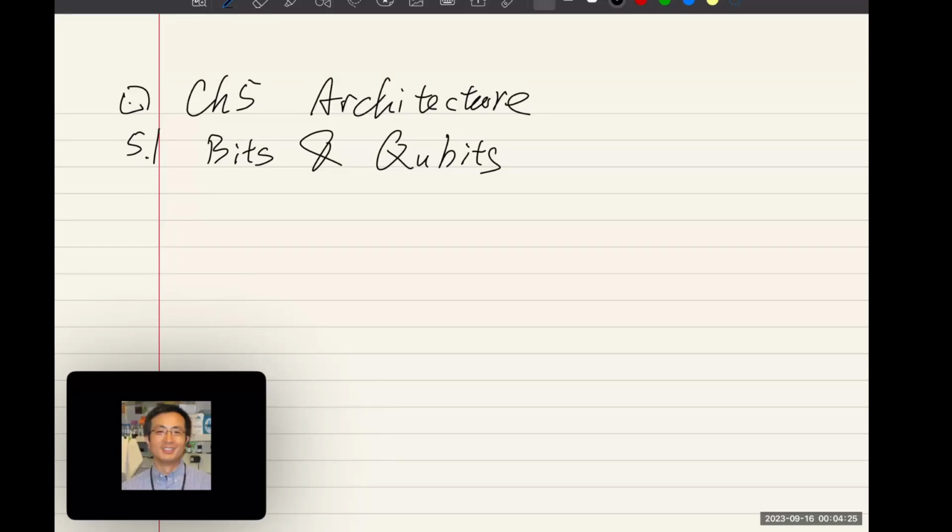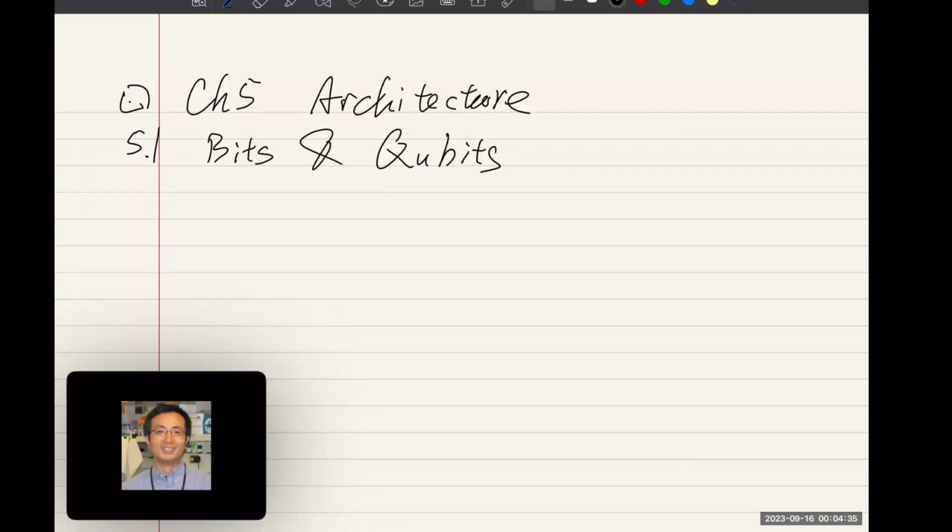Bits, as in most computer state, is basically zero and one. For quantum computing, we have the ket zero, which represents the vector [1, 0]. For ket one, we represent it as [0, 1].